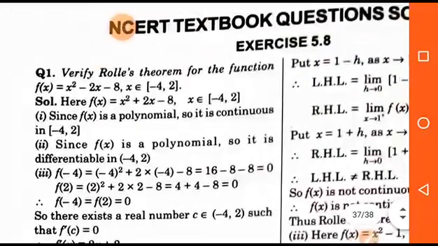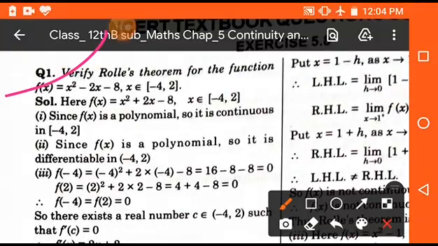See students, the example in exercise 5.8: verify Rolle's theorem for the function f(x) equals x square minus 2x minus 8, where x belongs to the closed interval minus 4 comma 2. So here the function is this. First of all, the first point: since f(x) is a polynomial and we know that all polynomials are continuous, the first point is clear. Second point: since f is a polynomial, it is also differentiable in the given interval. The third point is important.